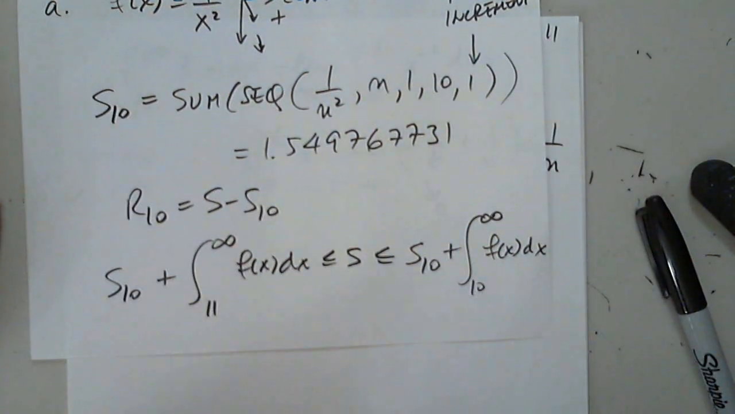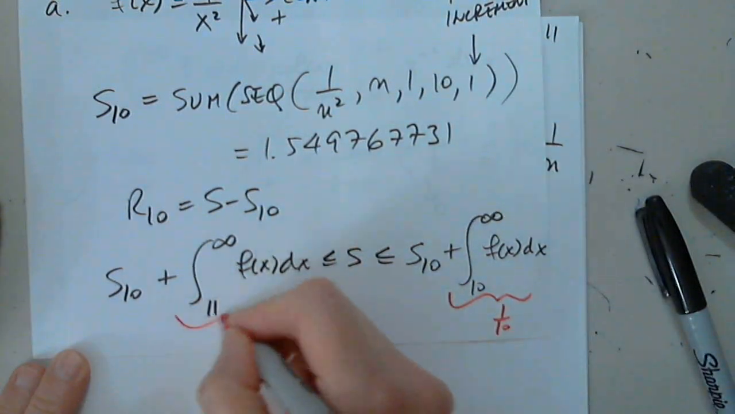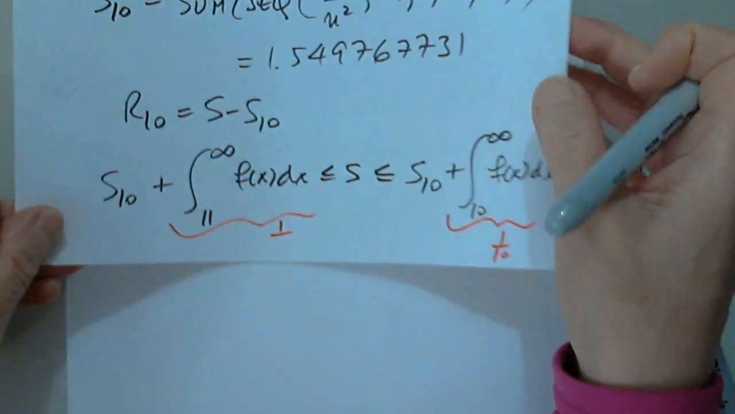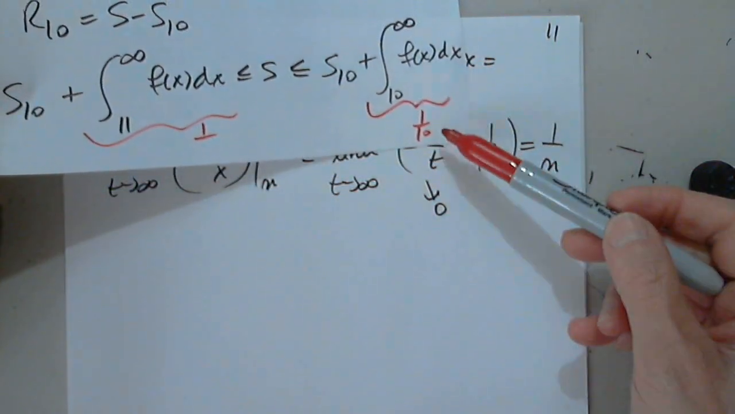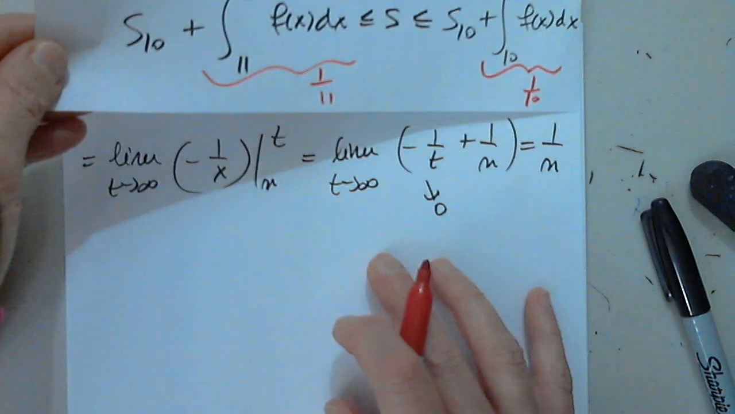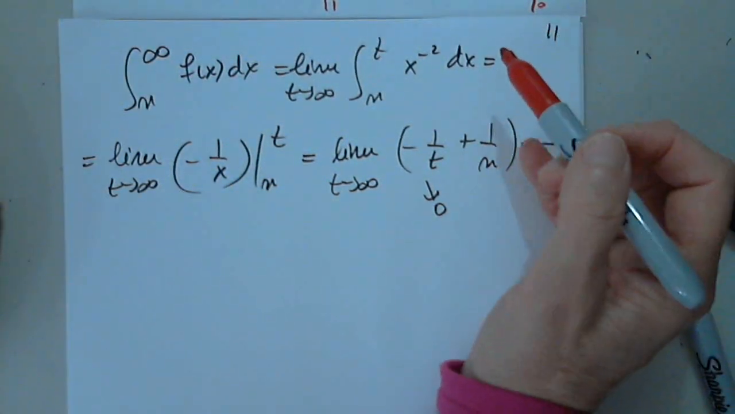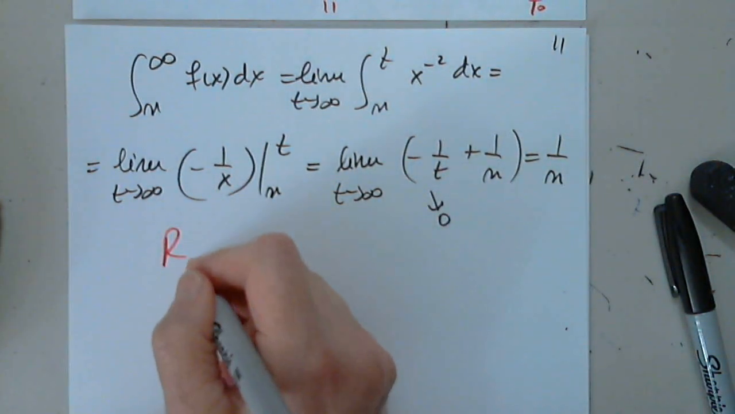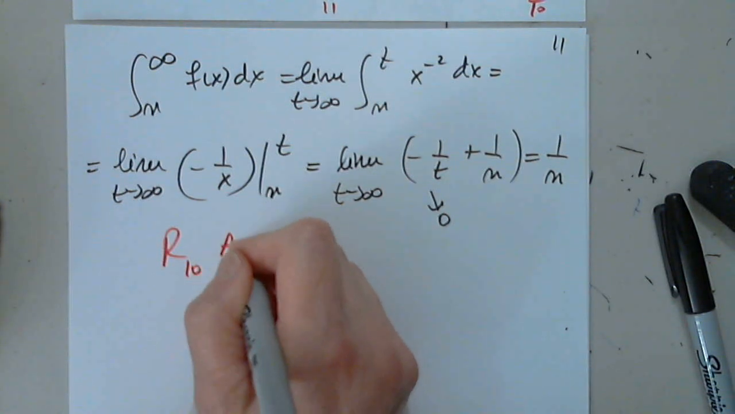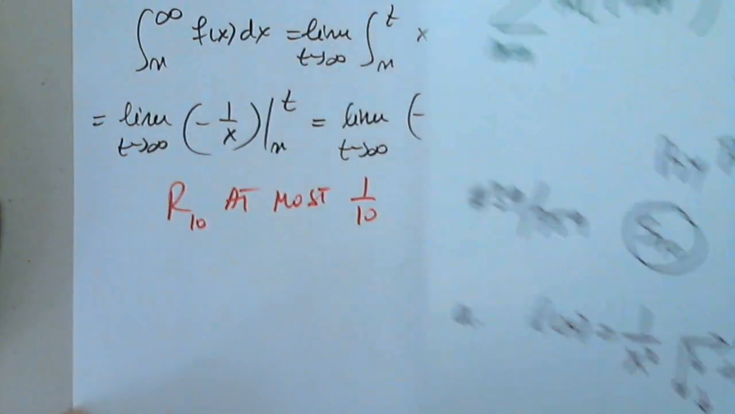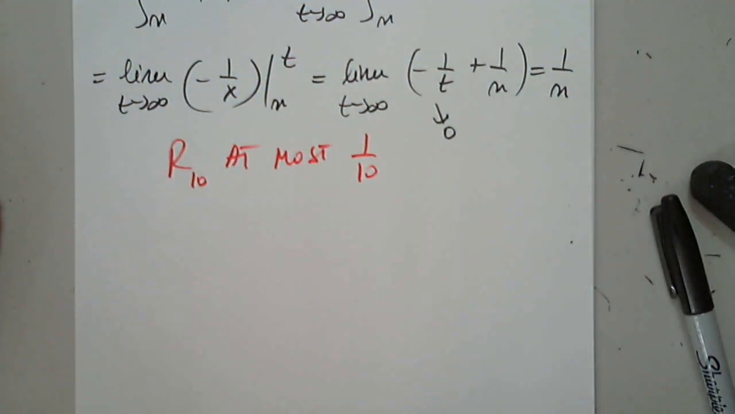Coming back to our formula, if n is 10, I get 1 over 10, so by comparison the integral from 11 to infinity must be 1 over 11. Definitely the error R10 is at most 1 over 10, 1/10. So we are aware of that.